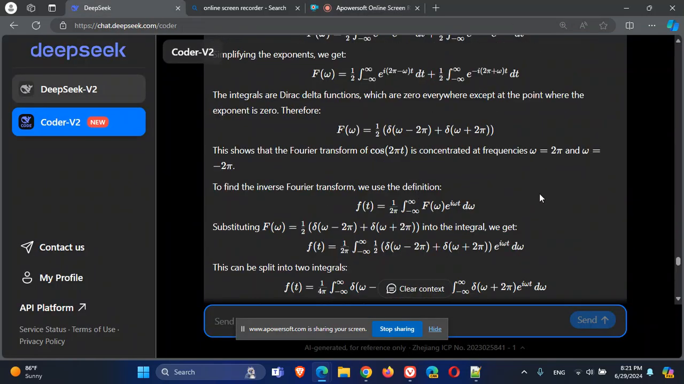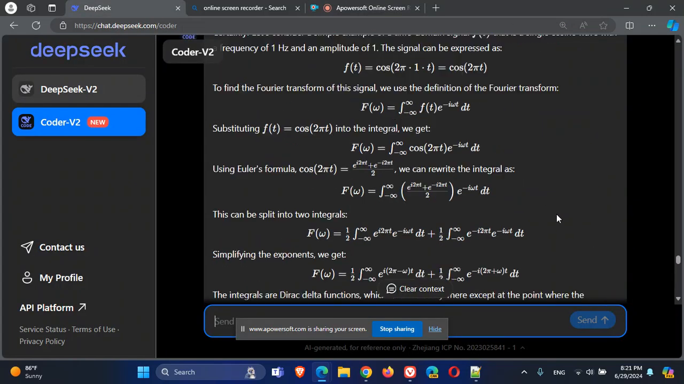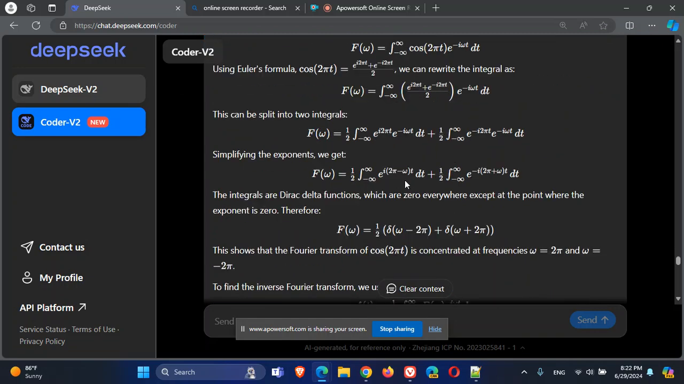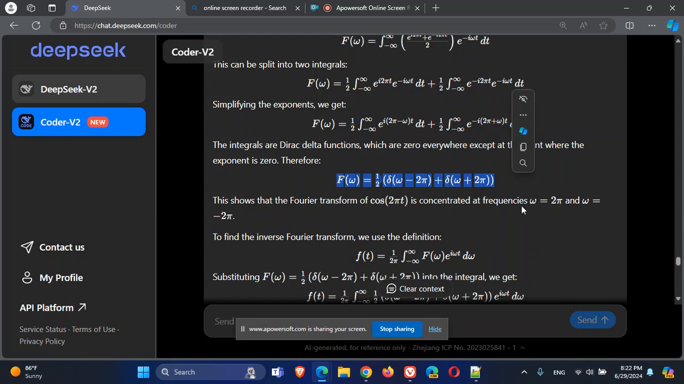So now the idea is to look at the Fourier transform and the inverse Fourier transform of a simple function. Let's look at it. We take a very simple function, cosine of 2 pi t, which has an amplitude of 1 and a frequency of 1 hertz, and we want to see how we take the Fourier transform of the function. We learn that the Fourier transform is constructed of frequencies omega, which is 2 pi f equals 2 pi, namely the frequencies 1 and minus 1.